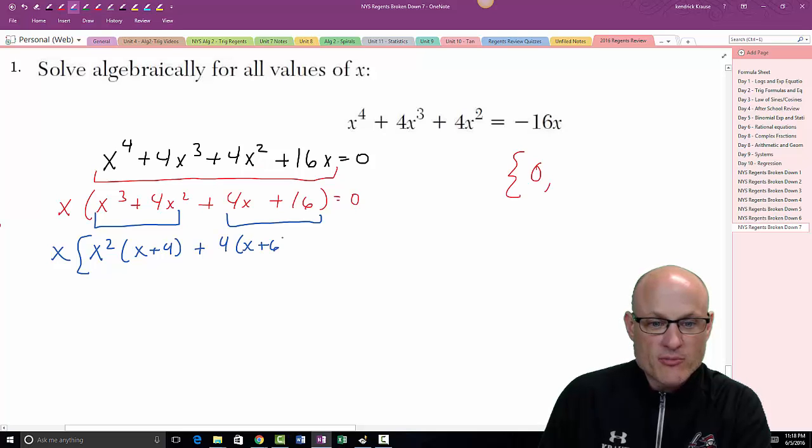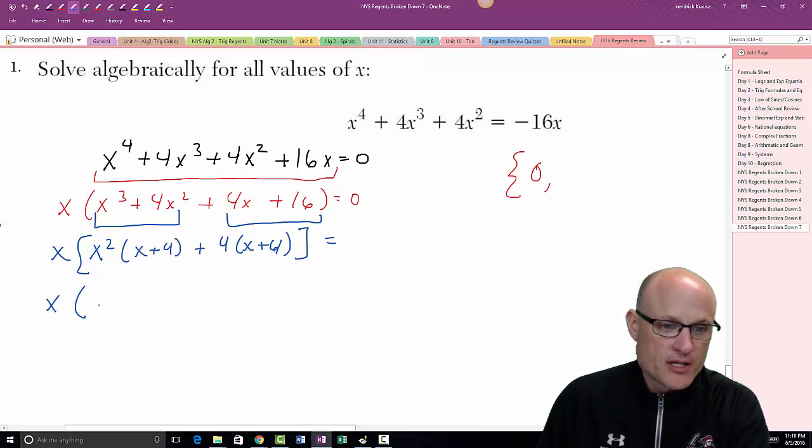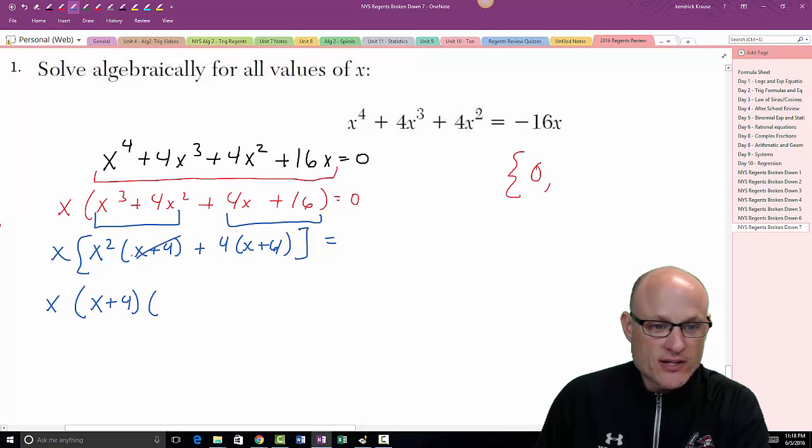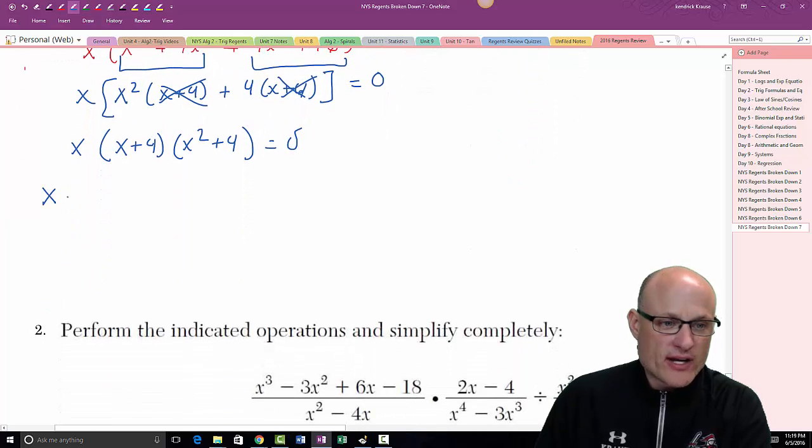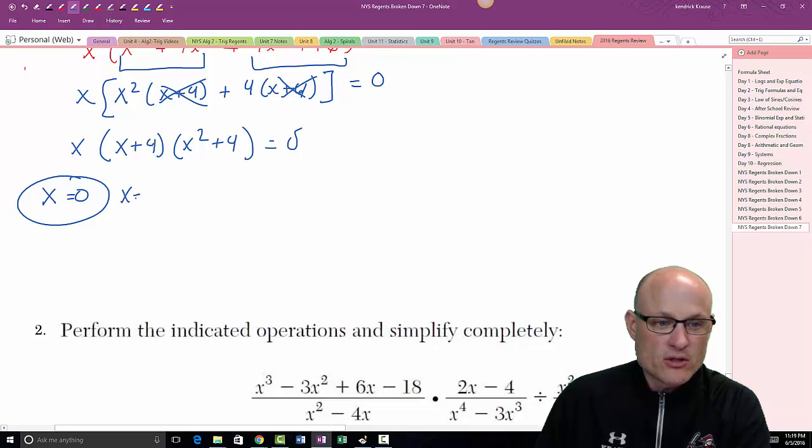Notice those parentheses match. Remember, anytime we have 4 things, we're going to factor by grouping. So we leave this x here. My first set of parentheses are x plus 4, and my second set of parentheses are x squared plus 4 equals 0. Well, my first 2 answers are the ones I got using my calculator. They're my real solutions: x equals 0, x equals -4.